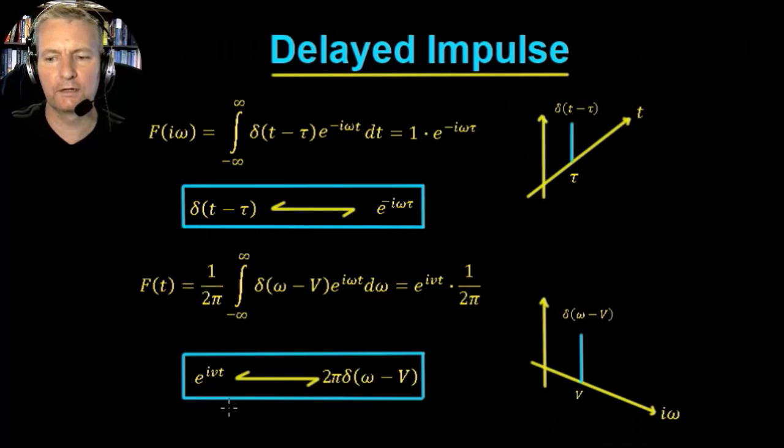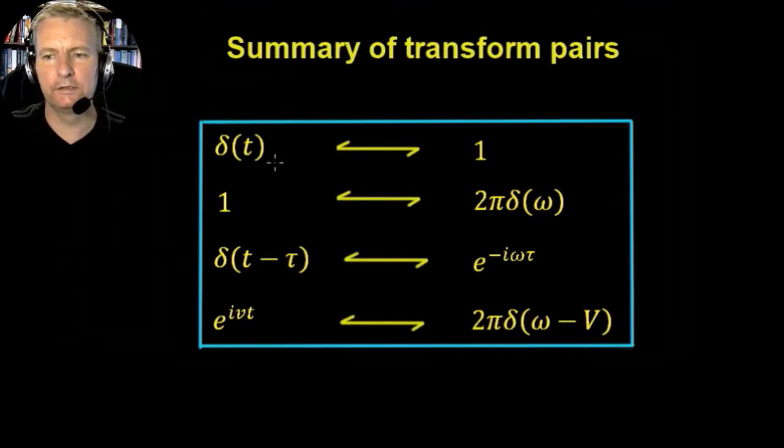So let's look at a summary of 4 of the transform pairs we've got from impulses. We've seen that delta t gives us a value of 1. We've seen that 1 gives a value of 2 pi delta omega. And now we've seen that delta t minus tau, this is the delayed version, gives us e to the minus i omega tau. And in the frequency domain, we can say that a delayed impulse in the frequency domain will give us a value of e to the ivt, which is a linear phase addition in the time domain.